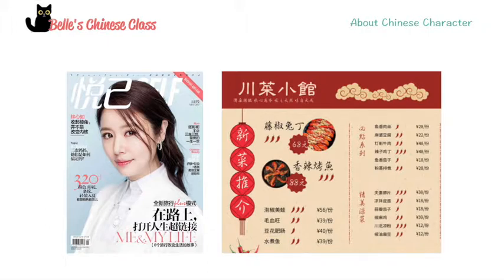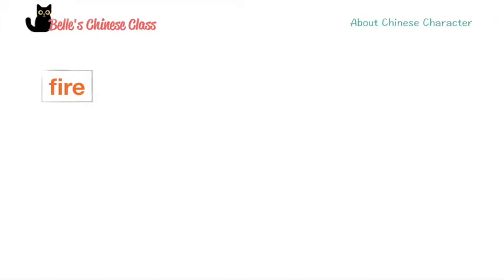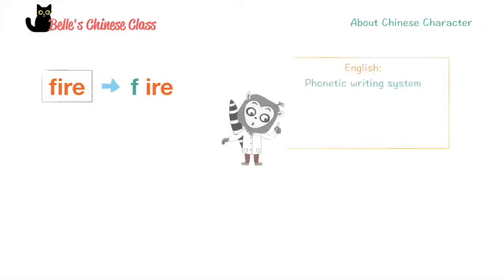When you write a word in English, you know the sound of it first. For example, fire. You know the f sound is made by the letter F, and IRE usually makes the sound "air." That's how the phonetic writing system works. But it's different in Chinese.